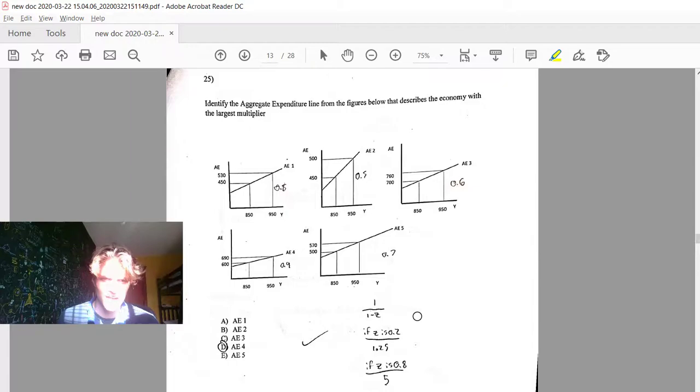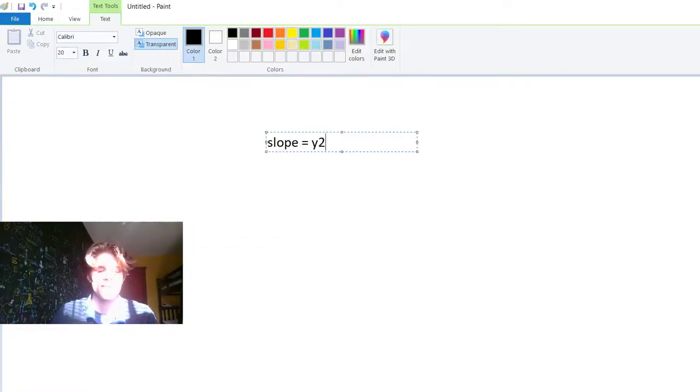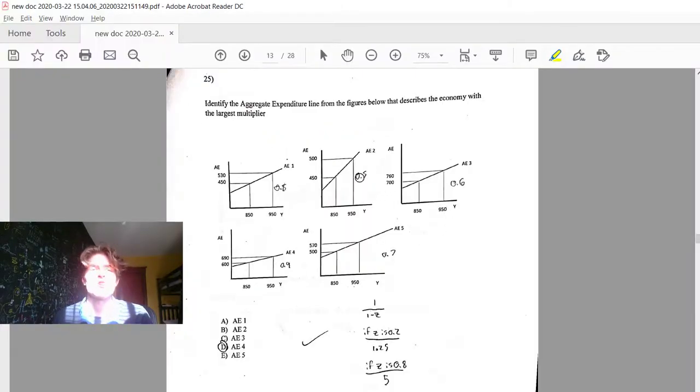So how you do the multiplier is 1 over 1 minus Z, and Z is the slope of the line. So you can figure out the slope of the line. It gives you 4 data points for each graph, so find the slope of every line. I did that, and then do 1 over 1 minus that. You'll see which one is the largest multiplier.